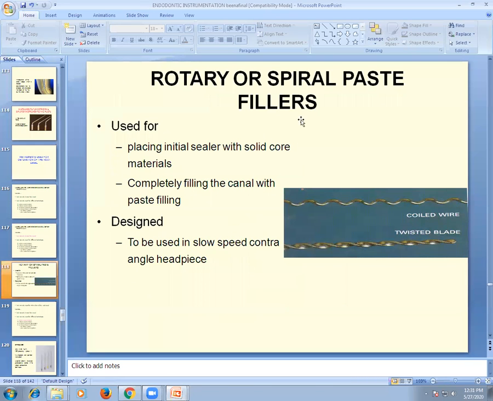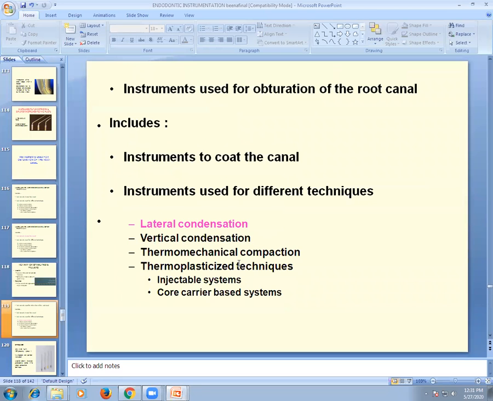The instruments used to coat the canal are the Lentulo spirals. You can see that with the spirals you can coat the canal or completely fill the canal with the paste. There are two types, coiled wire and twisted blade, designed to be used in a slow speed contra-angle handpiece.